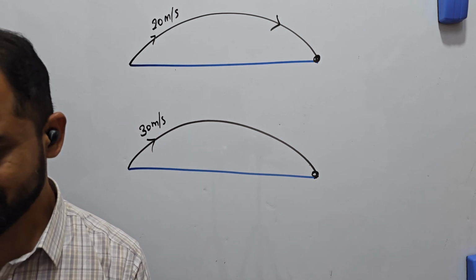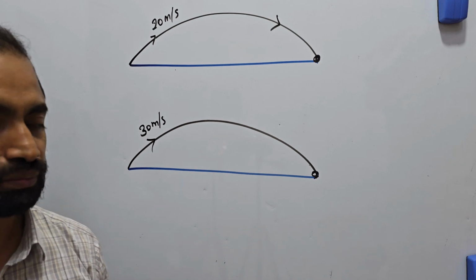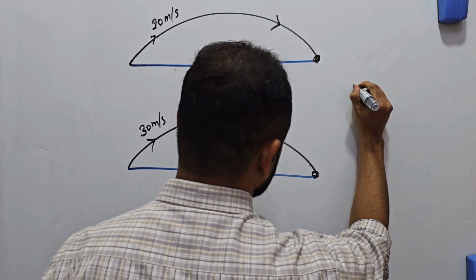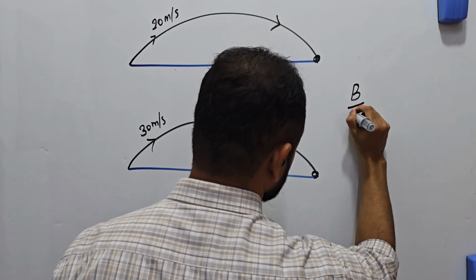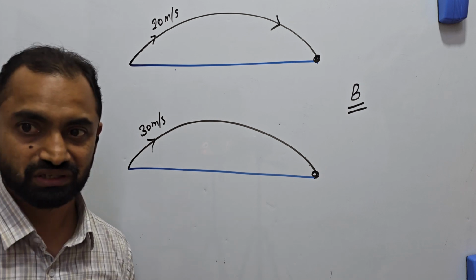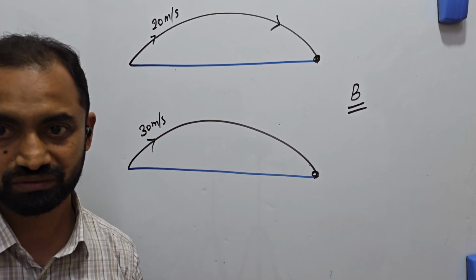Ball 2 is in the air for a shorter time than ball 1. B is the correct one. This is a direct question, just a common sense question. If you throw faster, it will reach faster, right? Yes.